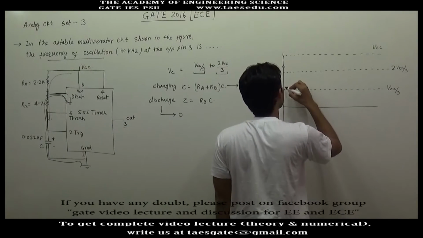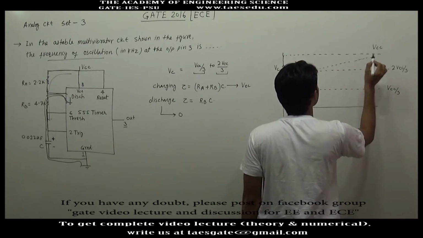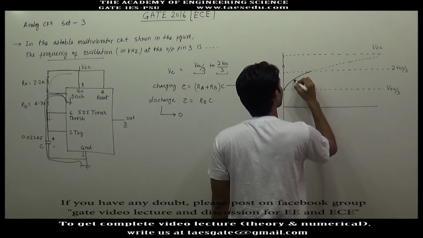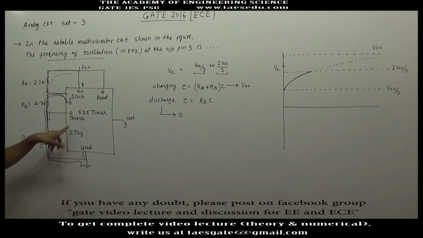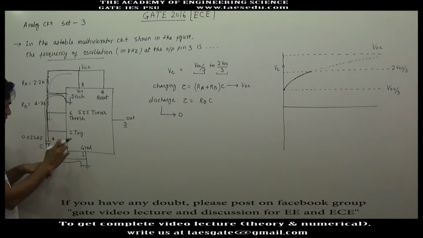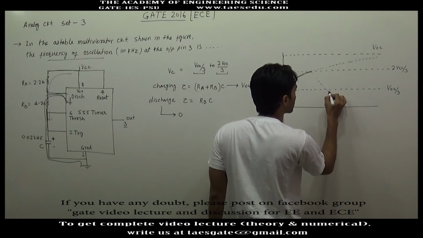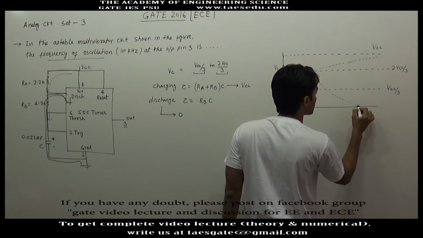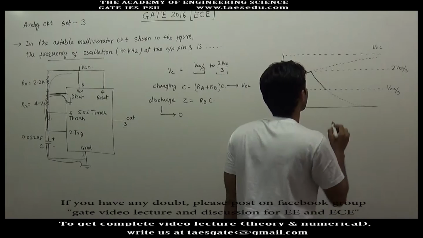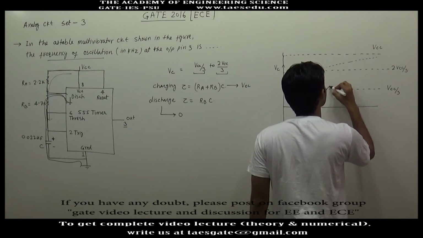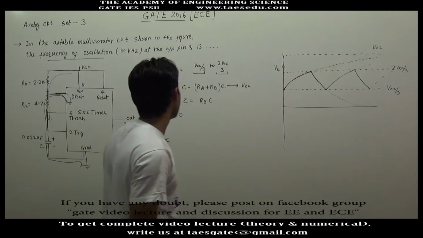So starting from VCC by 3, it will try to charge towards VCC, and when it will hit 2 VCC by 3, this switch is connected and it starts discharging, and it discharges towards 0 volt. So after this point, first I am drawing the dotted graph. Its tendency is to discharge towards 0, but again when it will hit VCC by 3, it will start charging. So this way the graph of capacitor voltage will be periodic.